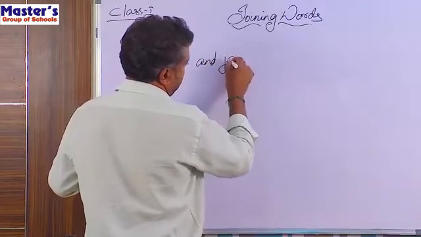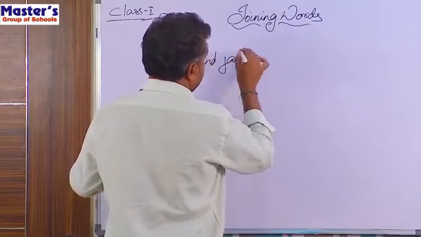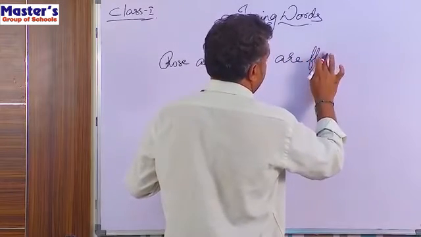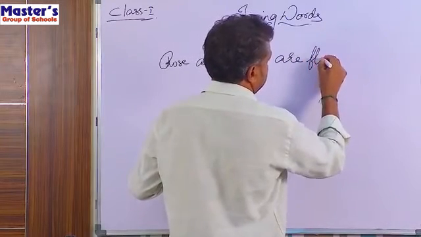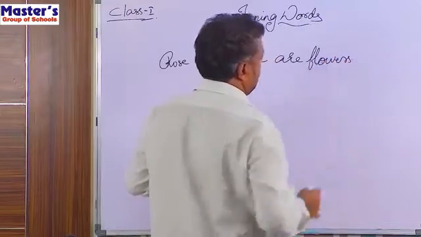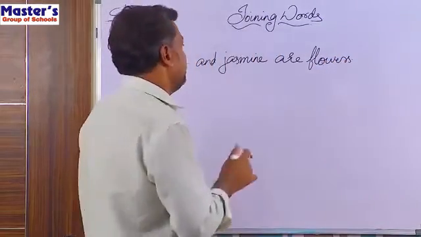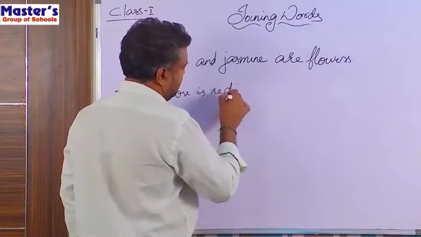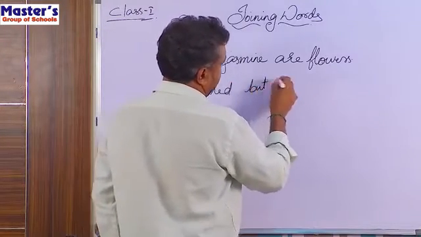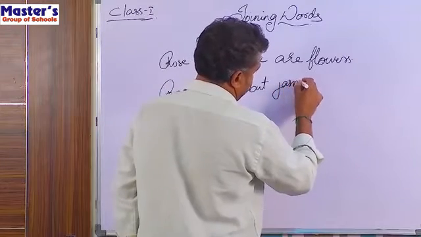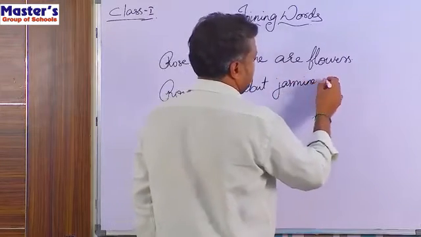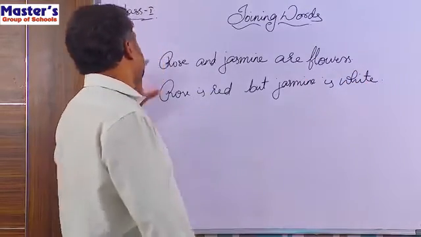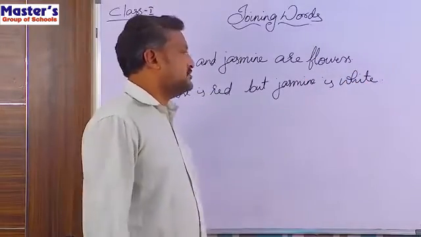Rose and Jasmine are flowers. Rose and Jasmine are flowers. Rose is red, but Jasmine is white. Okay. So Rose and Jasmine are flowers is one sentence.